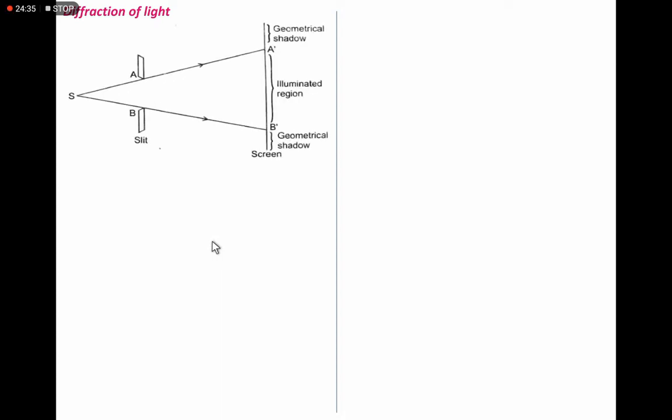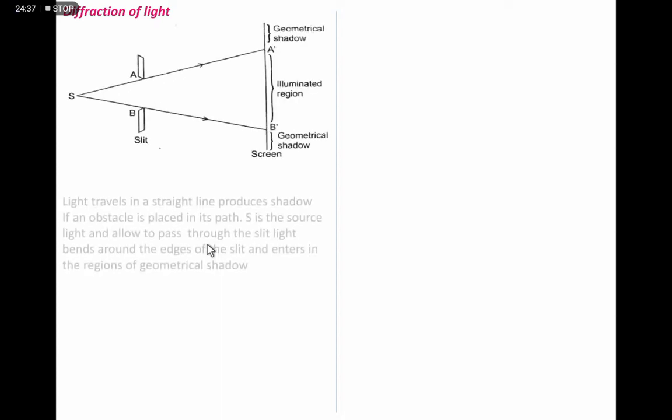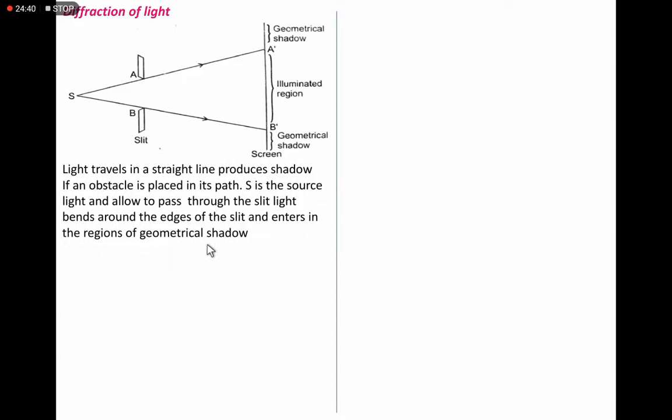Now the next topic in this chapter is the diffraction of light. In the diagram, we know that when light travels in a straight line, it produces a shadow if an obstacle is placed in its path. Here in the diagram is the source of the light, and definitely the light waves emitted from the source will fall on the screen.